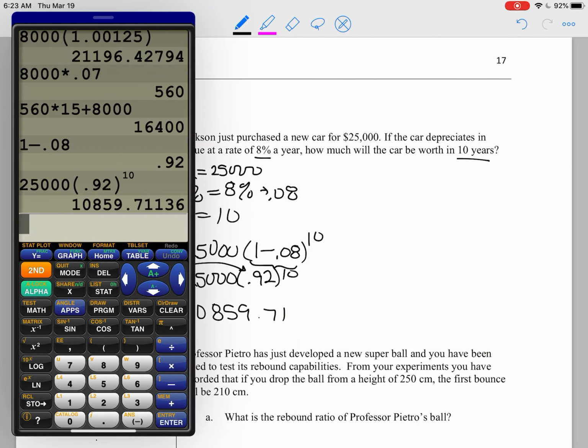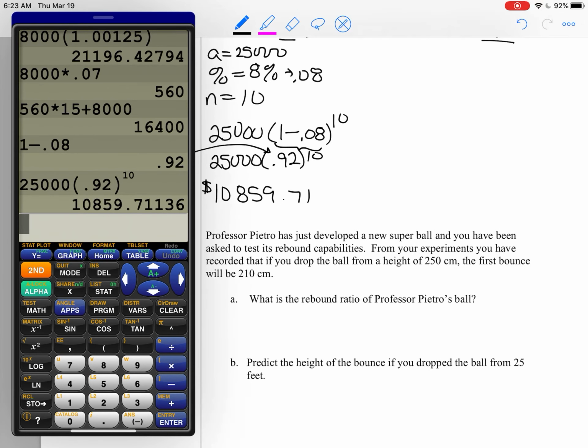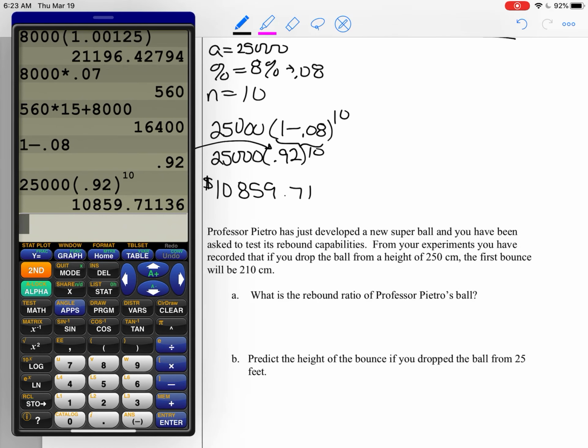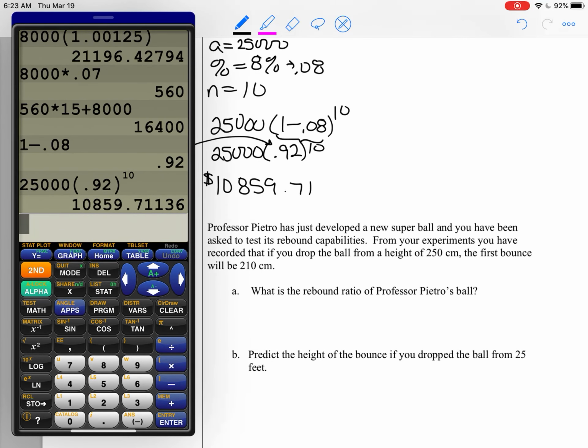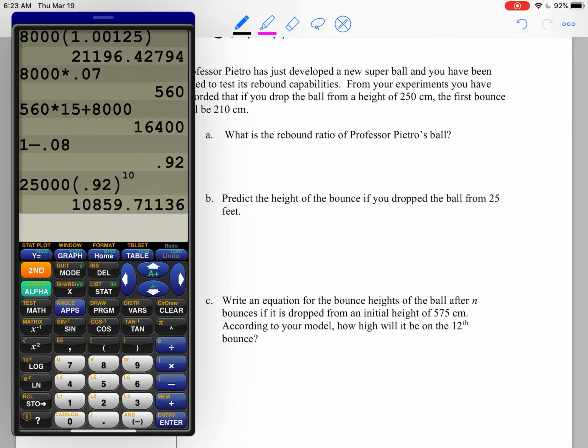All right, I'm going to move this over. Professor Pietro has just developed a new Super Ball, and you have been asked to test its rebound capabilities. From your experiments, you've recorded that it will drop from a height of 250, so that's the starting height, and the first bounce is at 210. All right, so we're going back to rebound ratio.